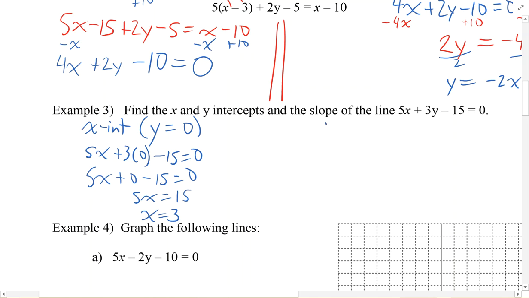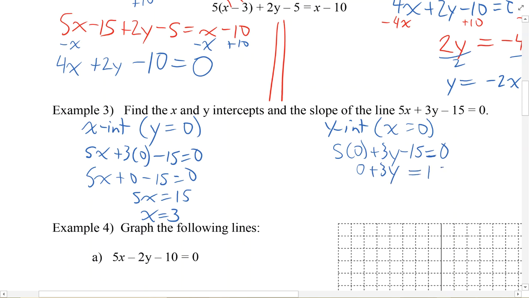So then find your y-intercept. Which value is 0 for your y-intercept? It'll be your x. So you get 5 times 0 plus 3y minus 15 equals 0. So now you're just doing some algebra to find your y value, your y-intercept. 0 plus 3y equals positive 15. I just move my 15 over. 3y equals 15.